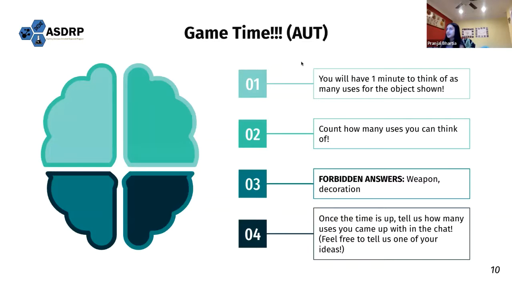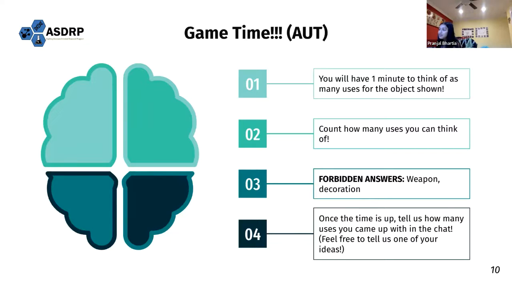Now we're going to actually play one of the games, or take one of the tests that we talked about in our presentation, the AUT. How this will work is when I reveal the object, you will have 1 minute to think of as many uses as you can for the object shown and count how many uses you come up with. We have two forbidden answers, weapon and decoration, because pretty much anything can be used as a weapon if you throw it at someone, or as a decoration. So apart from those two uses and the common use of the object, anything is allowed.